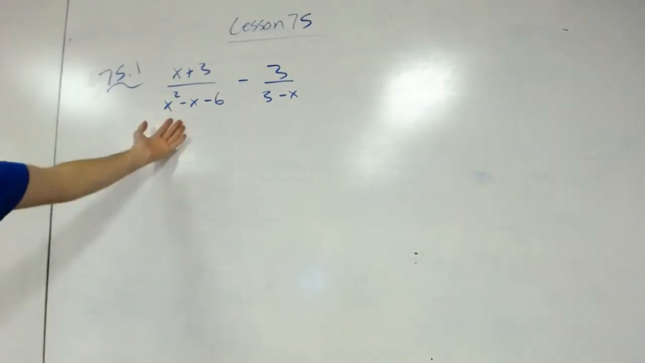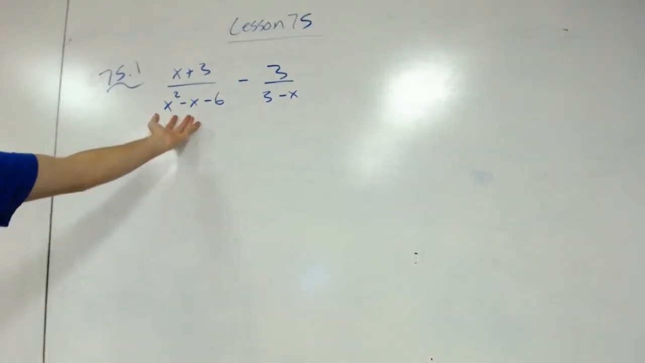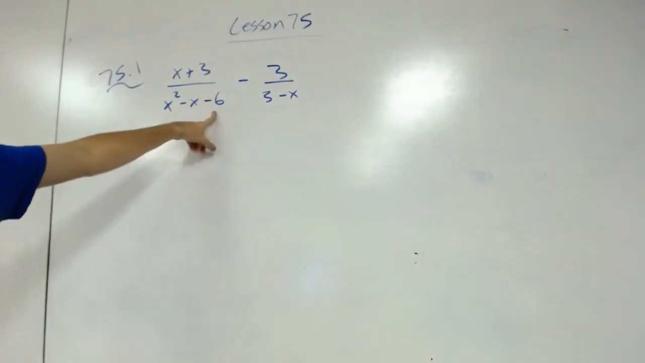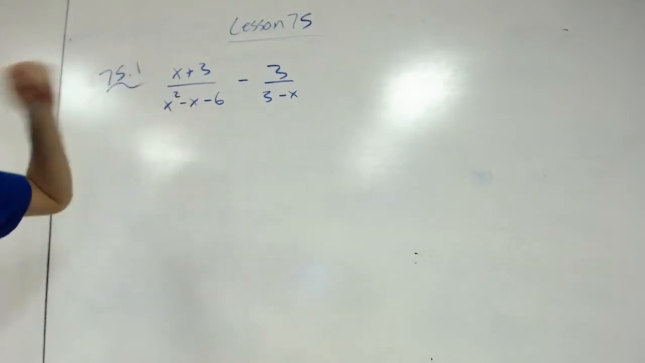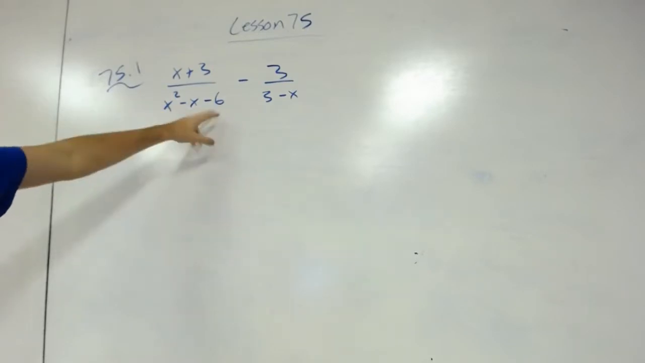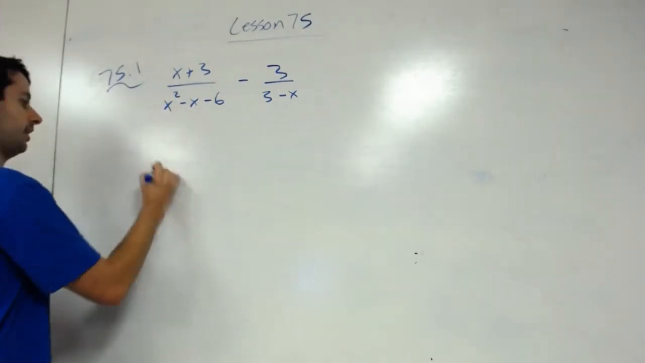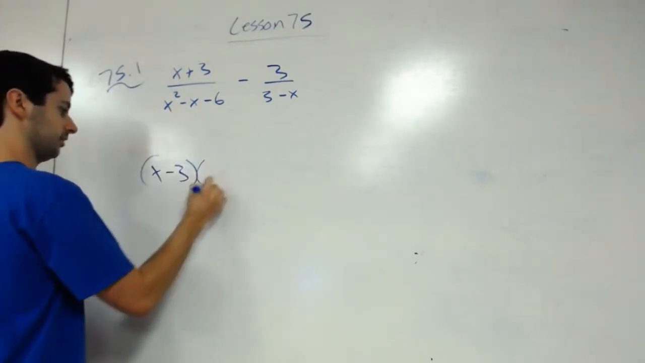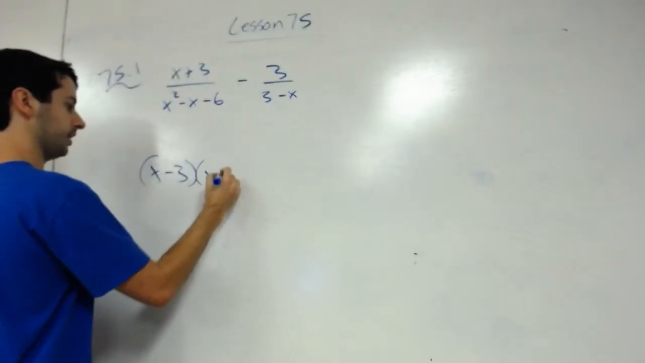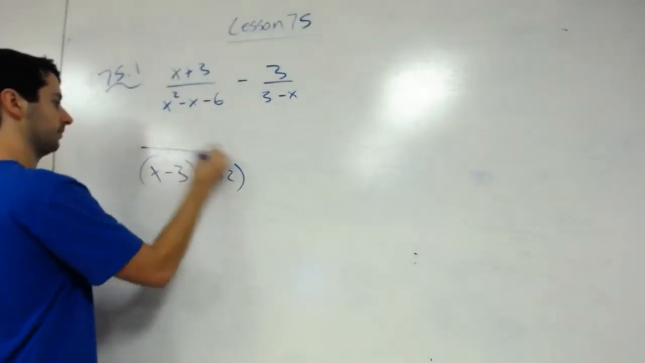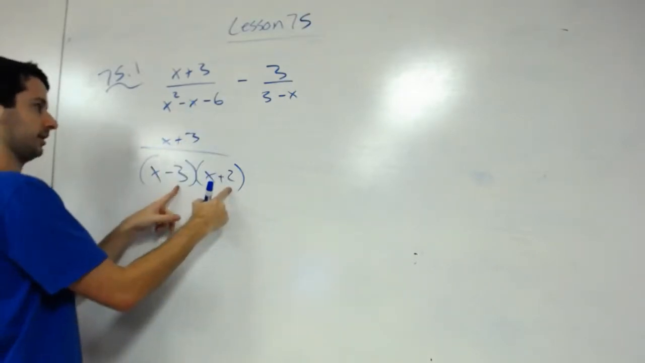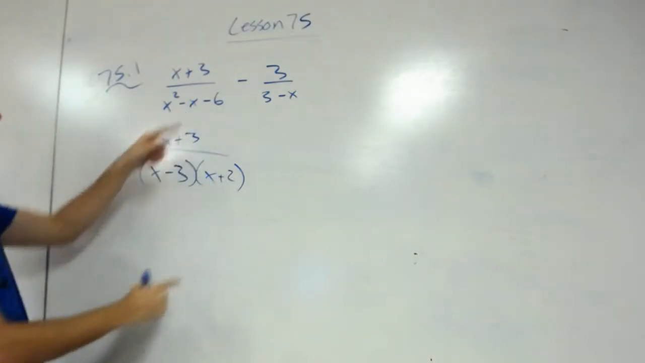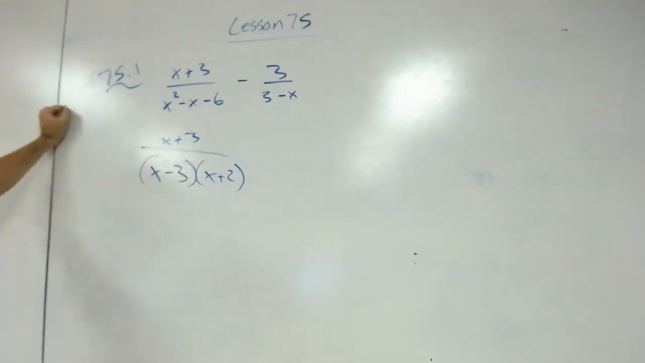So how can we factor this trinomial? Does anything multiply to be negative 6 and add up to be negative 1? Yeah, what factors of 6 do we have? Well, if we do (x minus 3) and (x plus 2), that would be negative 6, and then negative 3 plus 2 is negative 1. So that is factored.